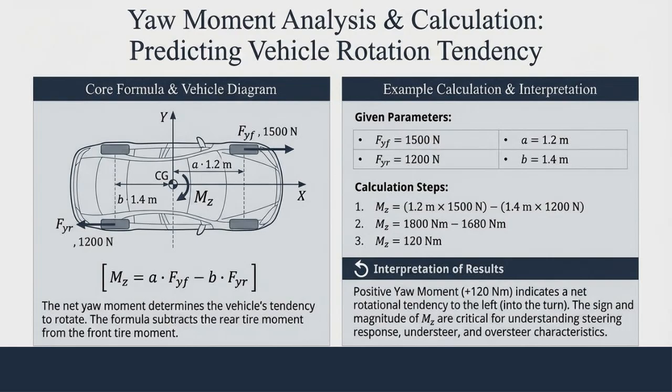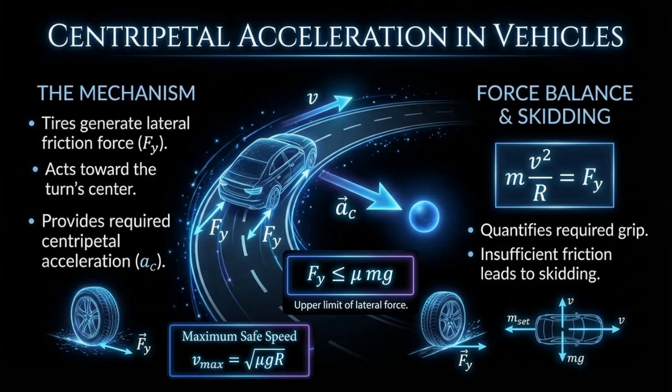Positive yaw moment indicates a net rotational tendency to the left. Through the simple problem, we understand that the sign and magnitude of Mz is critical in understanding steering response, such as understeer or oversteer characteristics.